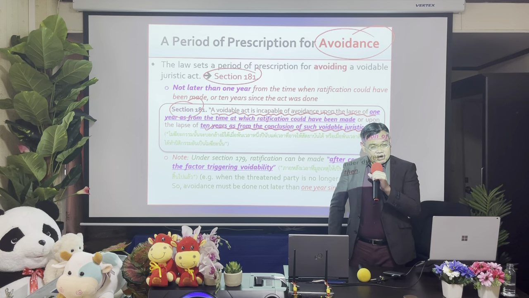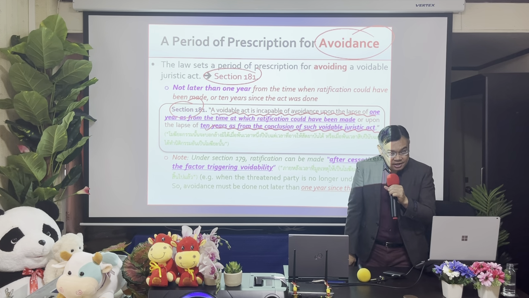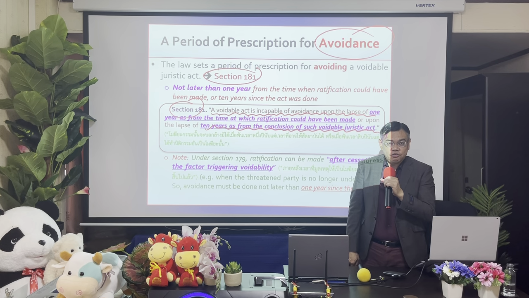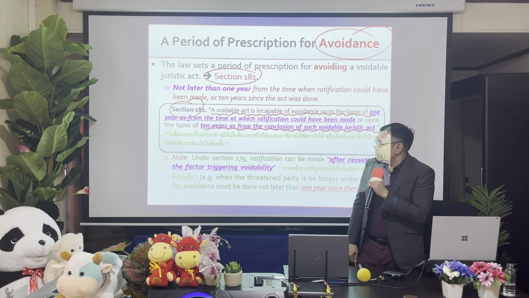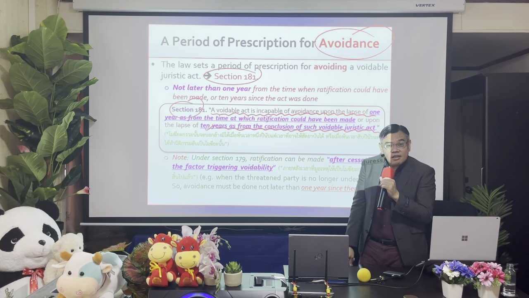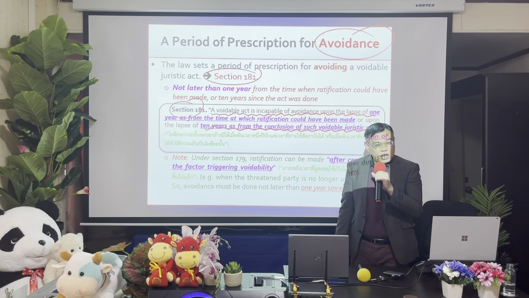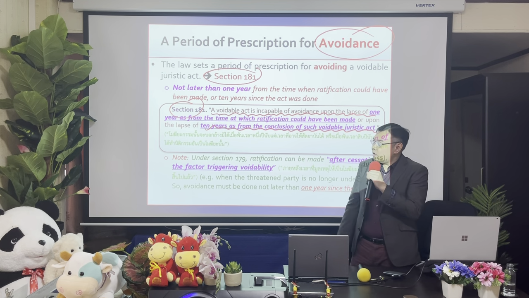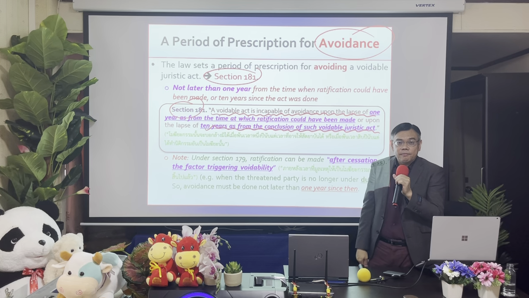Let's suppose that we have a contract which becomes voidable on the ground of a mistake as to the quality of the property. The contract is made between A and B. Let's suppose that A wants to avoid this contract, but a period of 10 years has elapsed as from the conclusion of such contract. In that case, nobody is allowed by law to avoid this contract anymore, because a period of 10 years has elapsed since its conclusion.